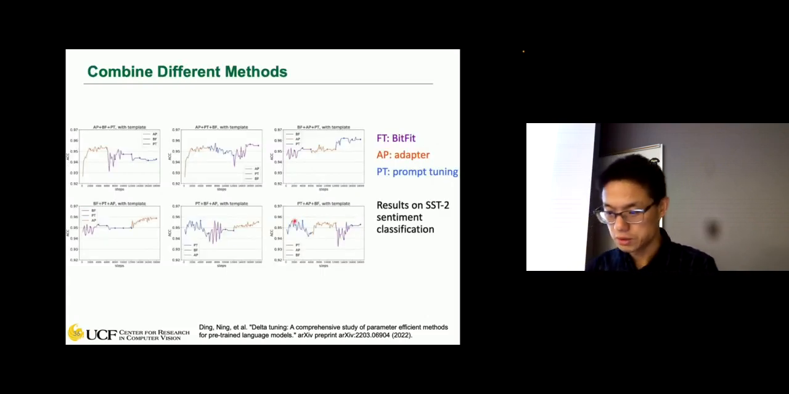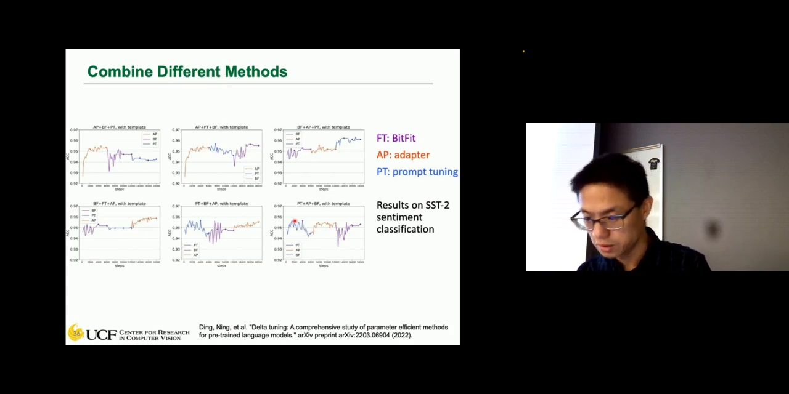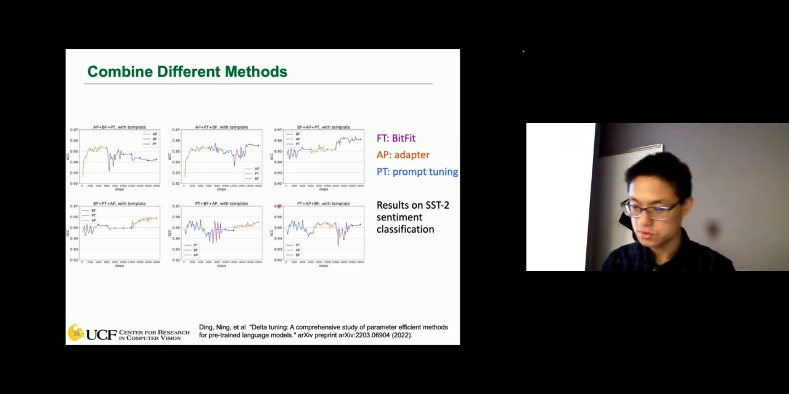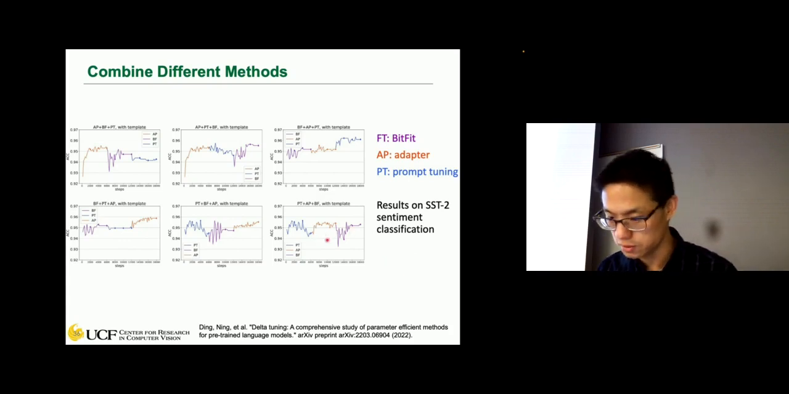They also did some experiments on whether we can combine multiple strategies. So maybe in the first step, can we do some adapter tuning, and in a later step do prompt tuning, or vice versa? They tried these different strategies, trying to combine different methods. They did this experiment on sentiment classification. So you can also try these different strategies or combinations of them, maybe for some of the vision tasks as well.